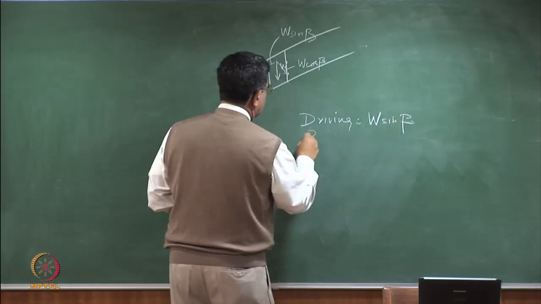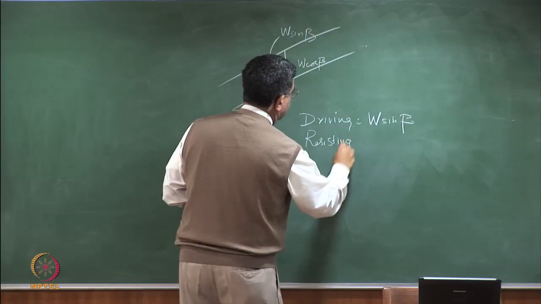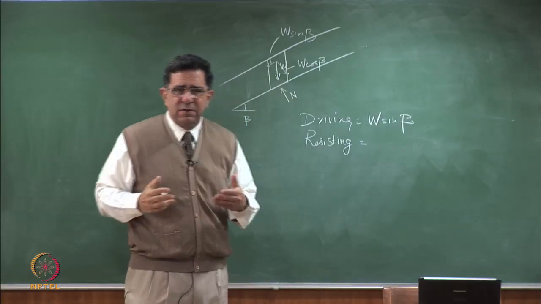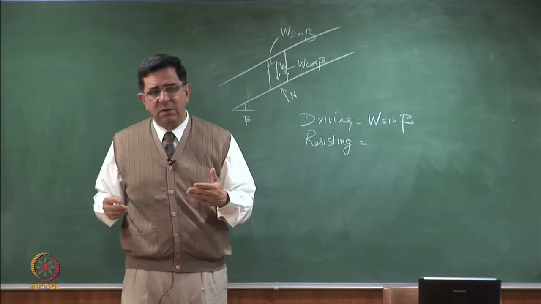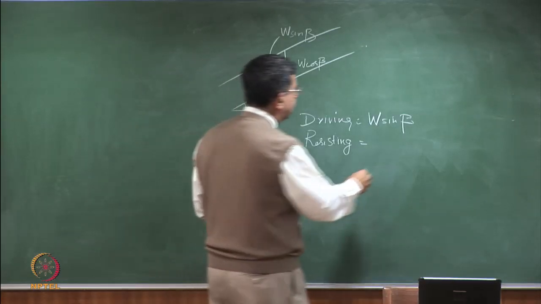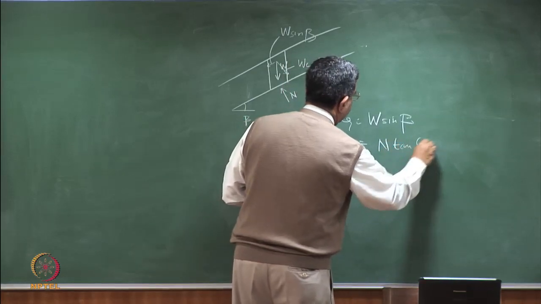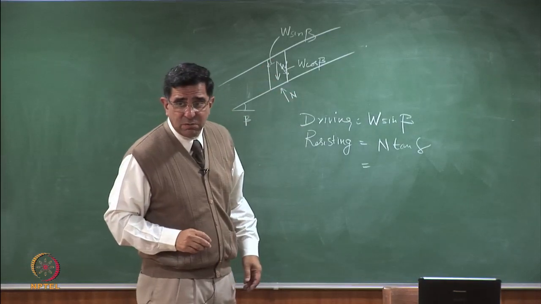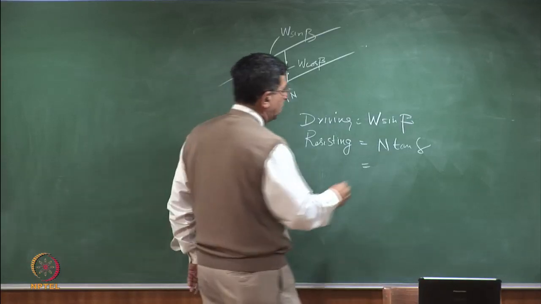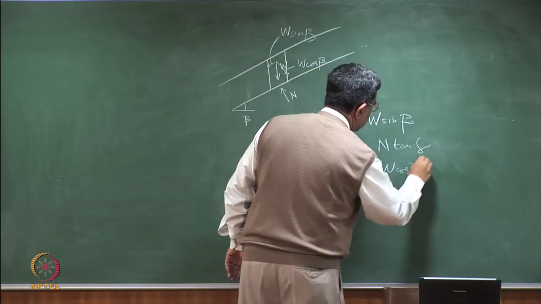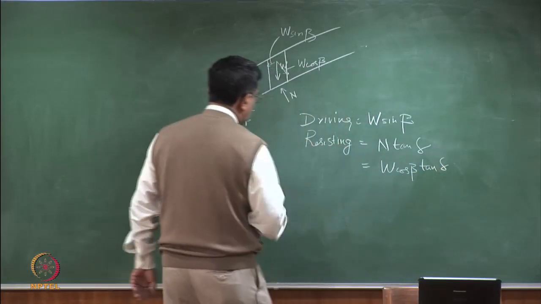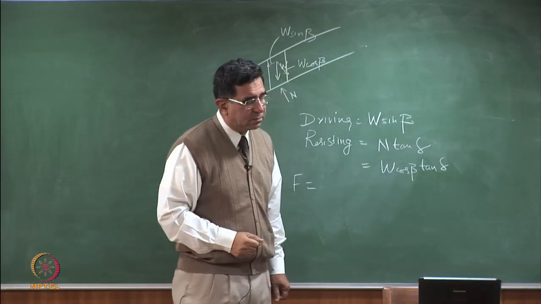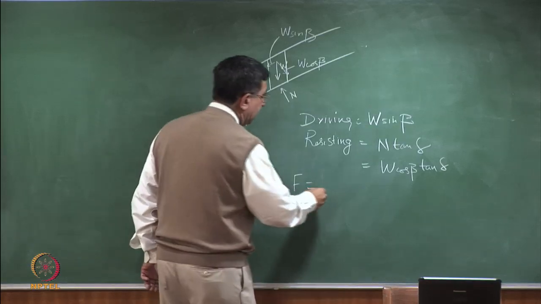What is the resisting force? So this has an N, and we've looked at it that at the interfaces C is almost negligible. So what is the resisting force? N tan delta. And what is N? N is equal to W cos beta. The normal force is getting a reaction. So factor of safety is equal to resisting by driving.